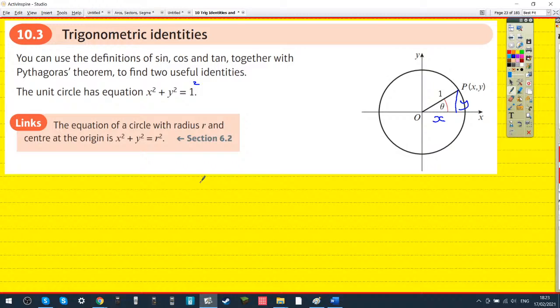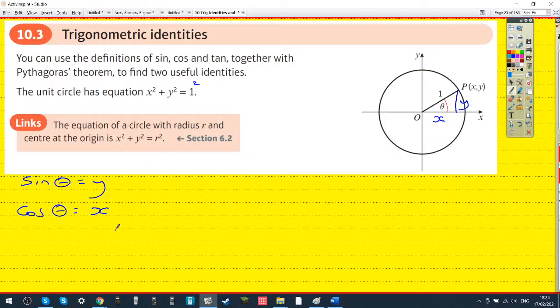So what are you trying to figure out here? Let's say sine theta, opposite over hypotenuse. What is that? Opposite over... y over 1? Yeah, and what is y divided by 1? y? Yeah, and so sine theta is y. How about cos theta? x over 1. So x. Yep.